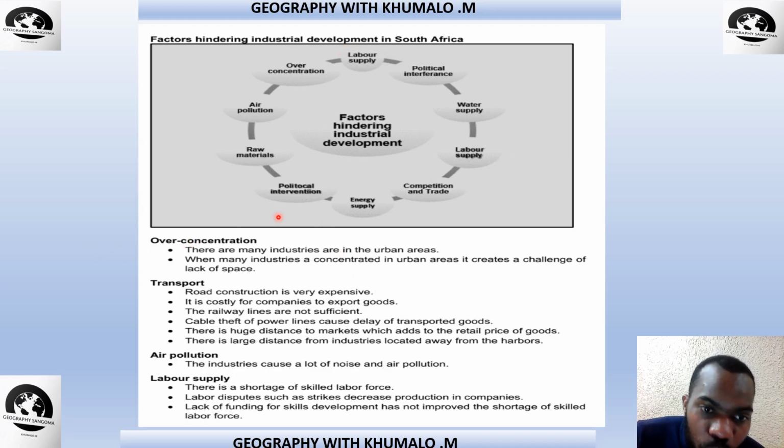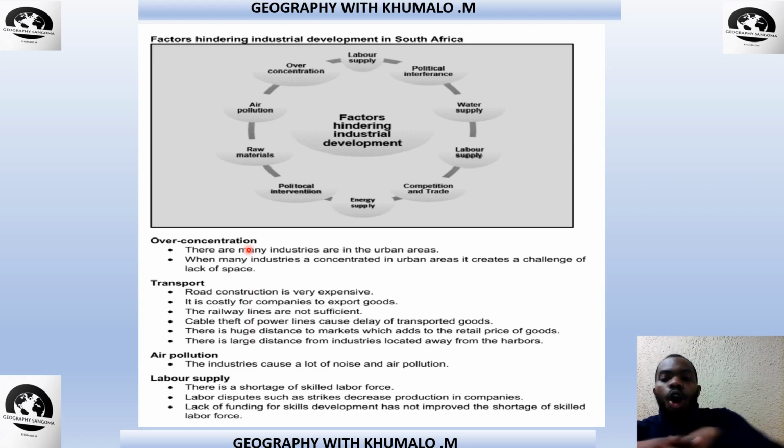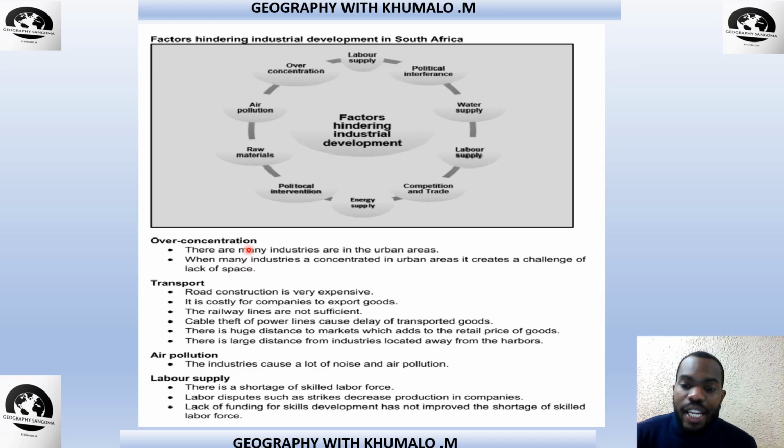Then grade 12, we look at the factors that favor and the factors that hinder industrial development. We will talk of over-concentration. With over-concentration, we're looking at many industries in urban areas. When the industries are grouped into one area, they tend to be over-concentrated, and it hinders production in that area, so more industries can't be developed there. When many industries are concentrated in urban areas, it creates a challenge of lack of space. We are not going to be able to develop a different type of industry, because the existing industries have taken a lot of land space.